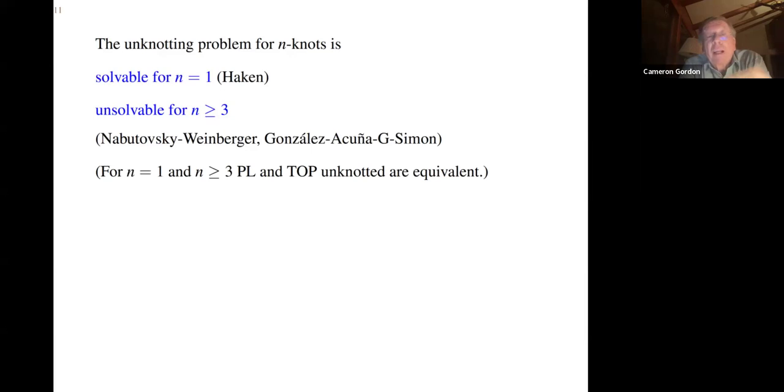For n equals 1, this is a classical theorem of Moise. And for n greater than or equal to 3, it follows from a theorem of Levine. Okay, so it's solvable for n equals 1, unsolvable for n greater than or equal to 3. Of course, it's unknown for n equals 2. I'd love to be able to settle this, but I'm not going to be able to do that.